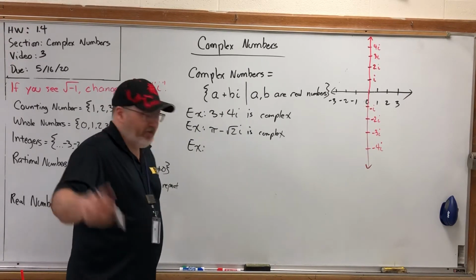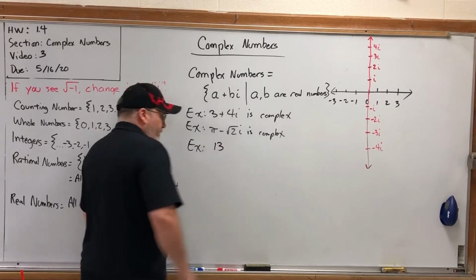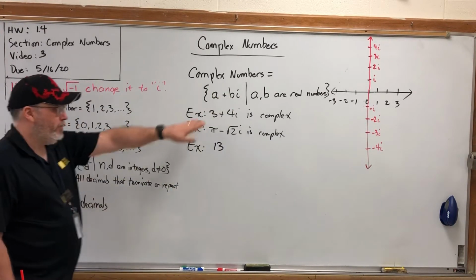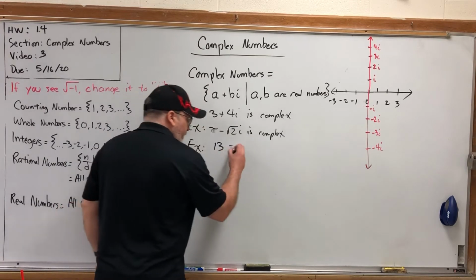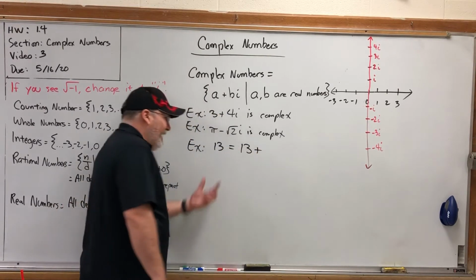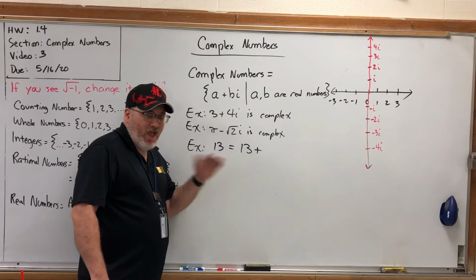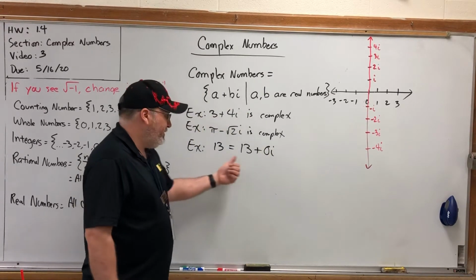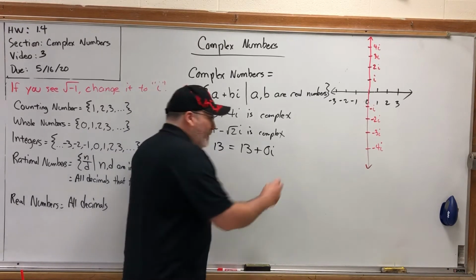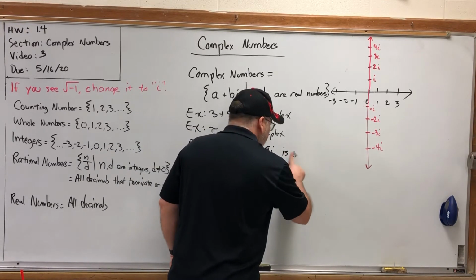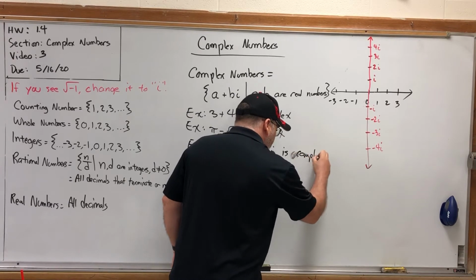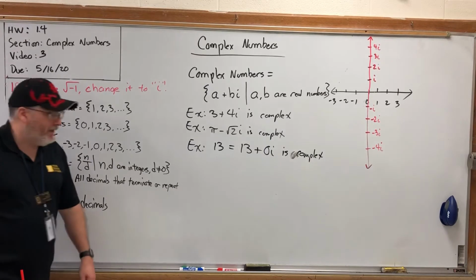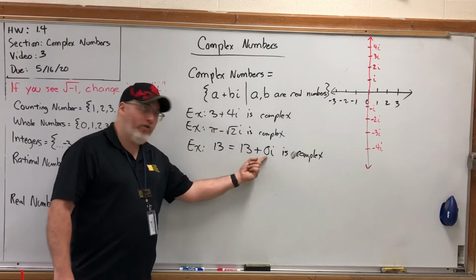Let's say you give me the number 13. How can we justify that 13 is a complex number when it doesn't have an imaginary part to it? Because it does. How many i's are attached to this? Literally, none. Because we can write the number 13 as 13 plus 0i, that means that 13 is a complex number. It is complex. Which illustrates that every real number is also complex because its imaginary part is 0.